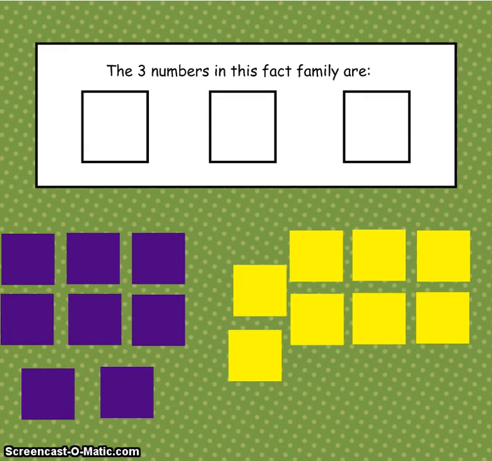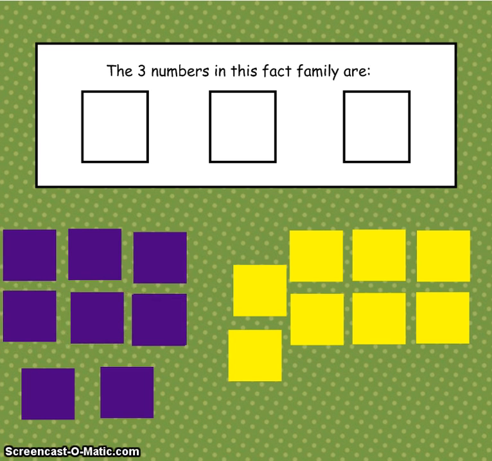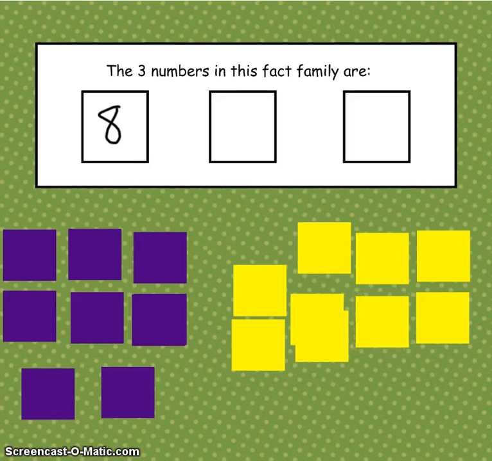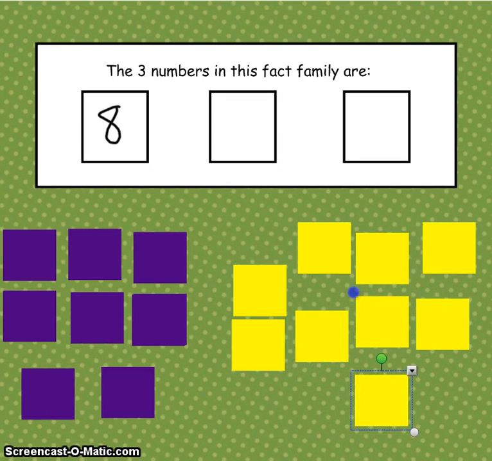Okay. In the blue blocks, we have 1, 2, 3, 4, 5, 6, 7, 8. A total of 8. In the yellow blocks, we have 1, 2, 3, 4, 5, 6, 7, 8, 9. And then if we multiply those together, we'll get our last number in this fact family, which is 8 times 9 is going to equal 72.